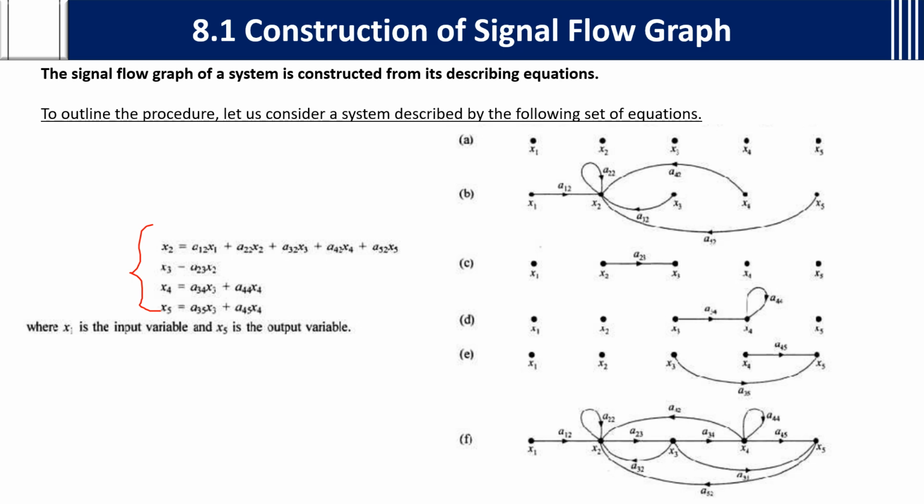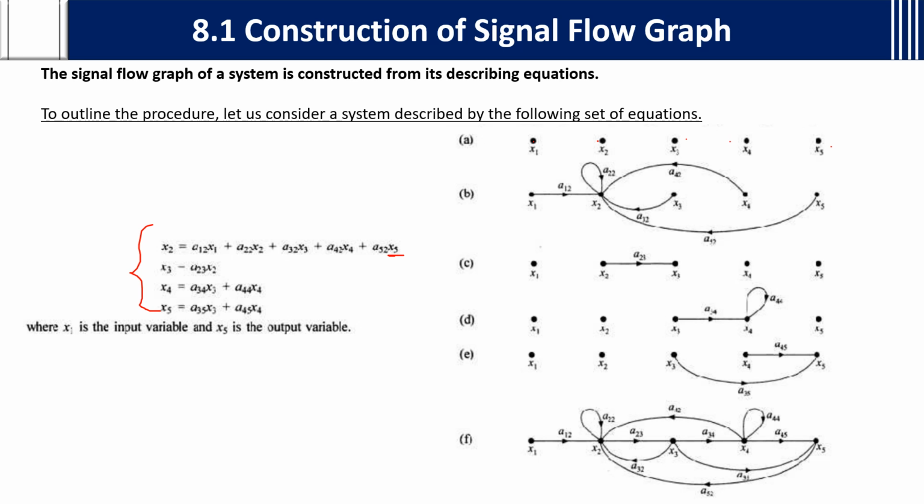We will see how to draw the signal flow diagram from these equations. How to draw? See, x2 is equal to a21 x1 plus a22 x2 plus a23 x3 plus a24 x4 plus a25 x5. There are a total of 5 nodes. By this you can understand there are 5 nodes. So you will put 5 dots, or nodes, first.